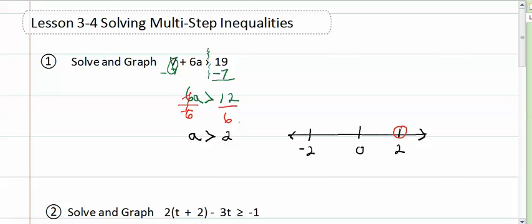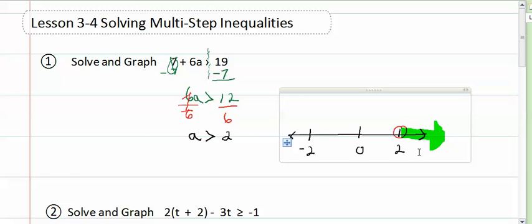And then I go back and I read it like a book. A is on the big side of the inequality, so a is bigger than or greater than 2. So I'm going to draw my line greater than 2. So it's all the numbers that are greater than 2, but not equal to 2. Okay, that was number 1.